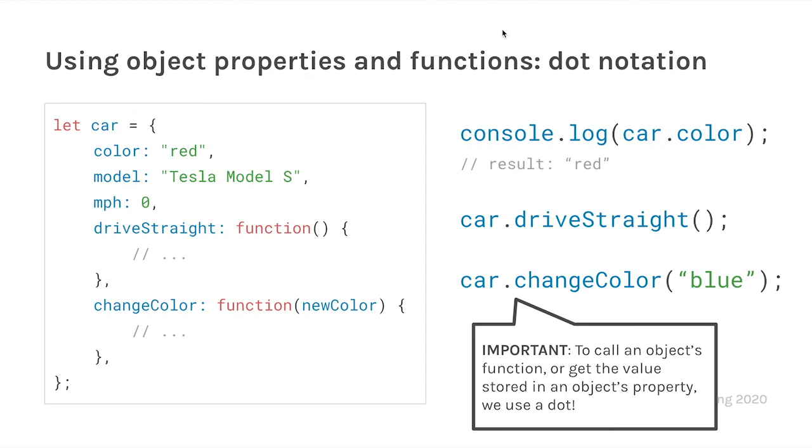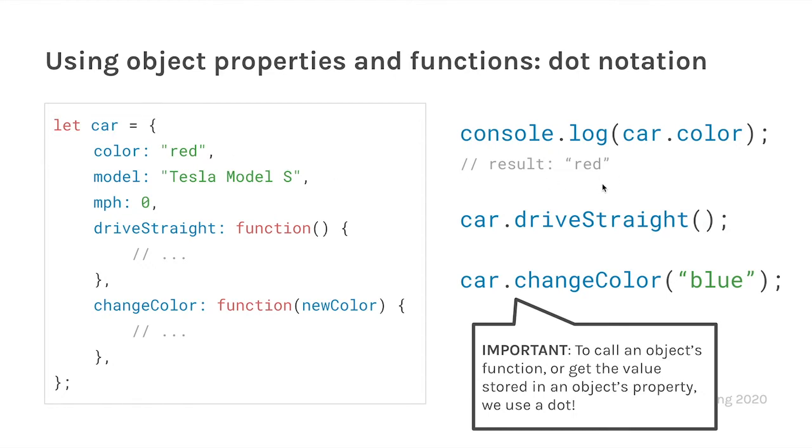And this is an important slide. So the whole point of why I'm talking about objects and properties and methods is that I want you guys to know about dot notation. So let's say I have this car variable that stores this car object. Now, if I want to get the color of the car, and I want to put that in the console, I say console.log car.color, and the result is red.